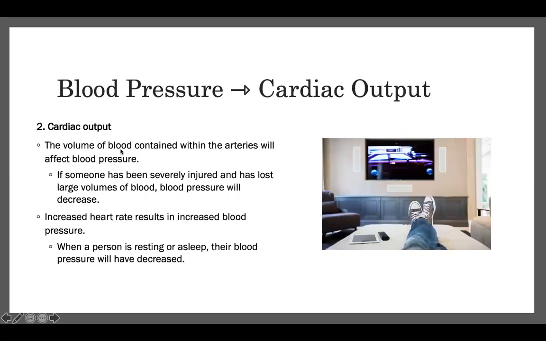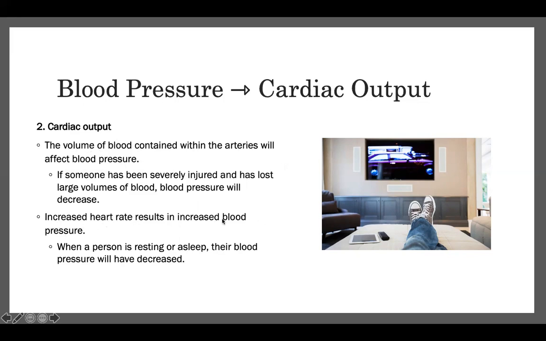Your cardiac output is the volume of blood contained within the arteries. It will affect blood pressure. So if someone's been severely injured and they've lost large volumes of blood, their blood pressure will decrease. And I'm trying to think if you've ever had a needle or if you've had blood taken and you feel a little bit strange or woozy. I think this might have something to do with it.